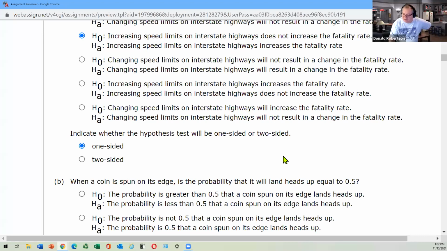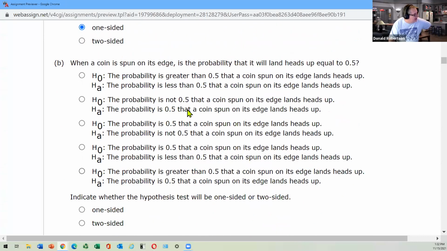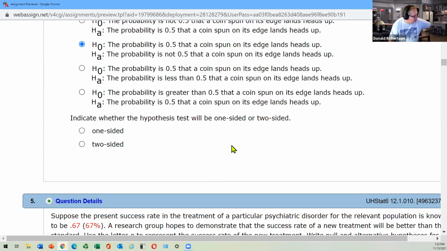So there's one-sided. And here's a different story. A coin is spun, and the probability it will land heads up is equal to 0.5. So what would the alternate be? Null is the probability of heads equals 0.5, and the alternate is not equal to 0.5. Do you call that one-sided or two-sided?